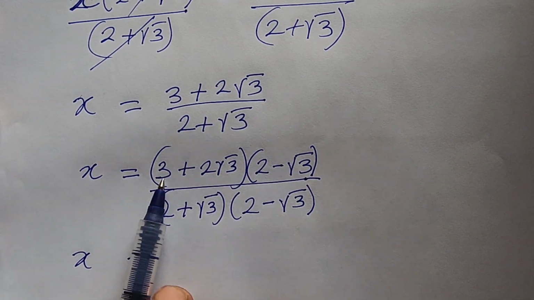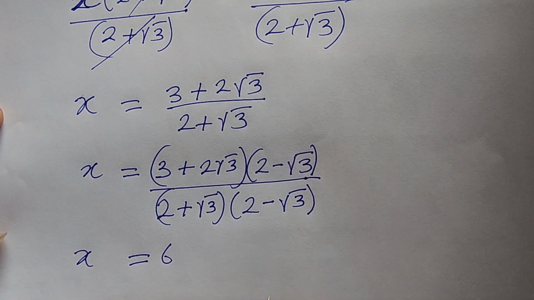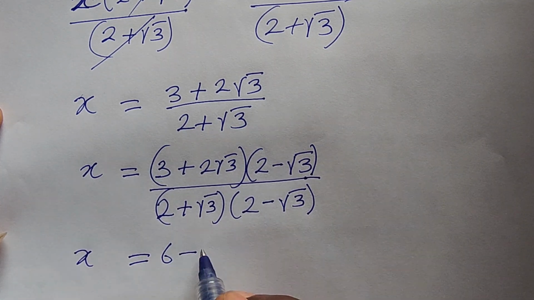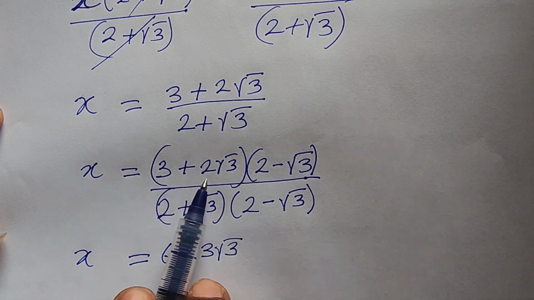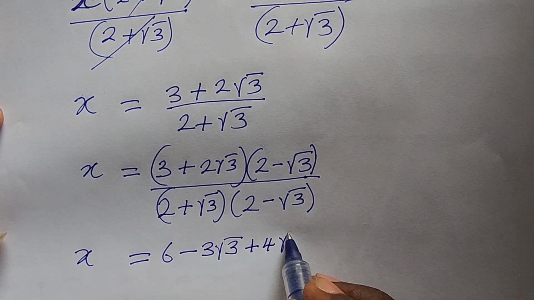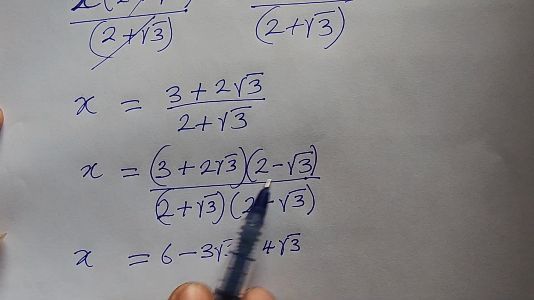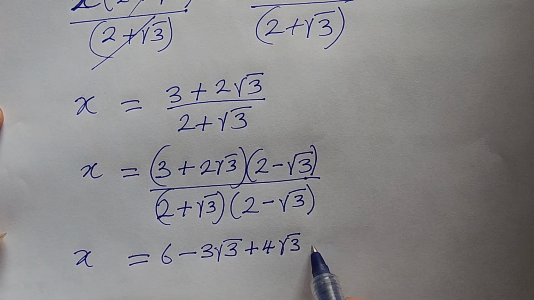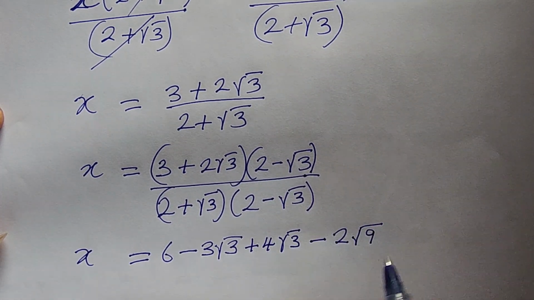And now, 3 times 2 will give us 6. 3 times minus root 3 will give us minus 3 root 3 there. 2 root 3 times 2 will give us plus 4 root 3. There, 2 root 3 times minus root 3 will give us minus 2 root 9.